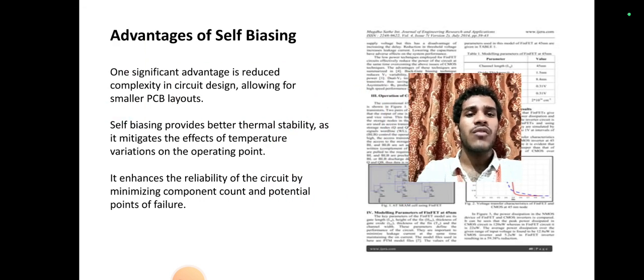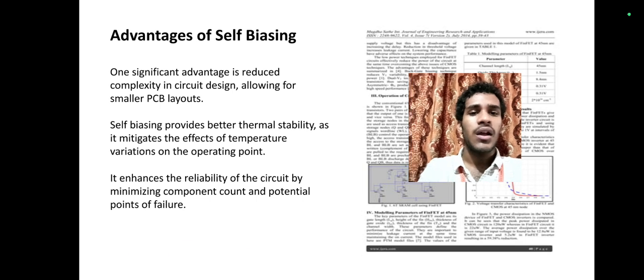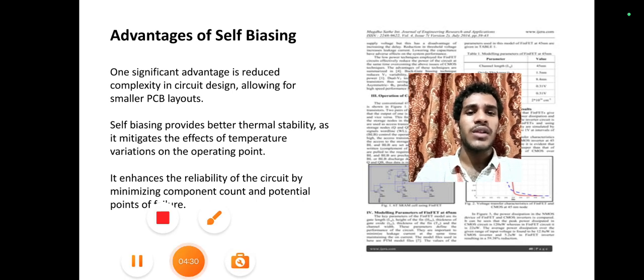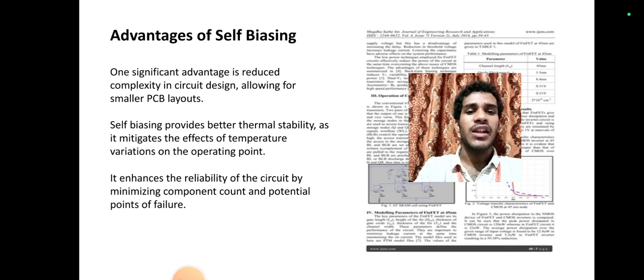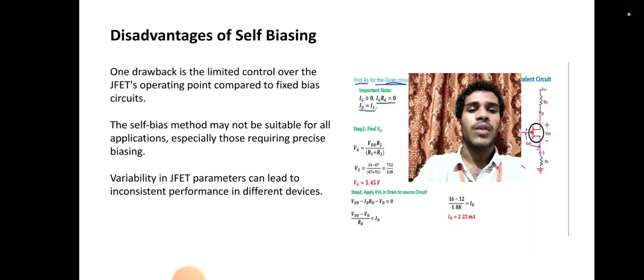What are the advantages of self biasing? One significant advantage is reduced circuit design complexity, allowing for smaller PCB layouts. Self biasing provides thermal stability as it mitigates the effects of temperature variations on the operating point. It enhances the reliability of the circuit by minimizing component count and potential points of failure.